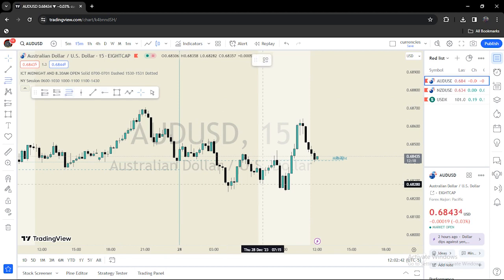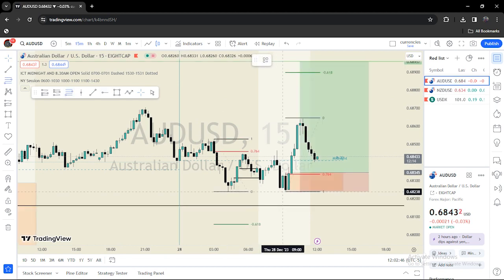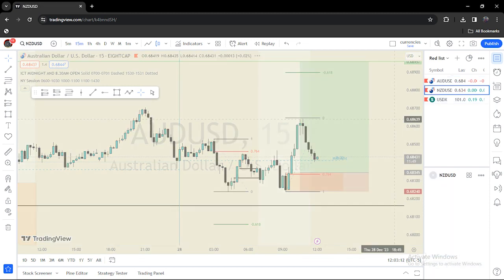Another one, I wouldn't take this one on Australian dollar. I'm expecting price to be here, but then there's an order block there, so it's complicated. I wouldn't take this because of the equal lows here, but I would take it, but liquidity was taken here, so it makes sense. But I wouldn't touch Aussie dollar. I would touch New Zealand dollar.